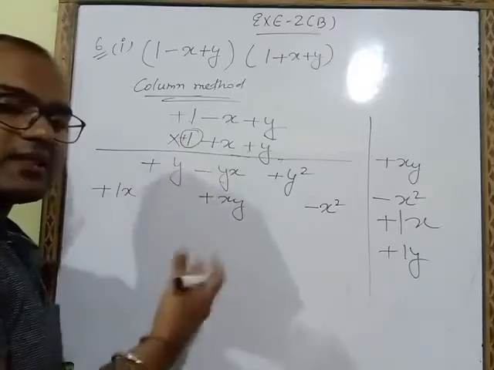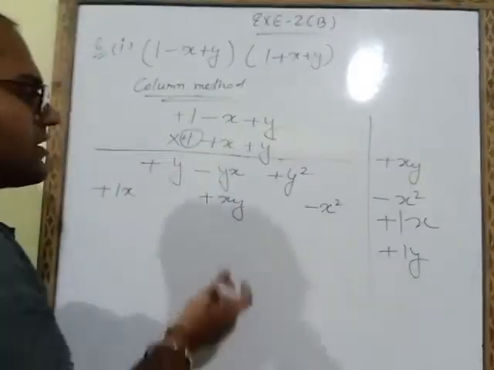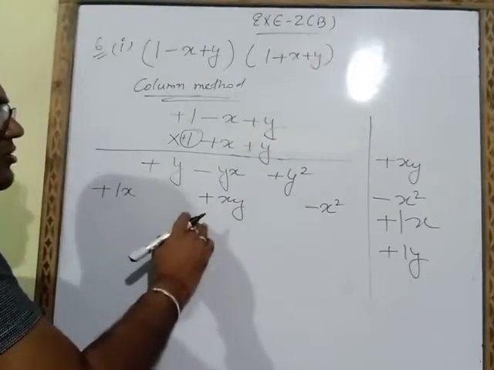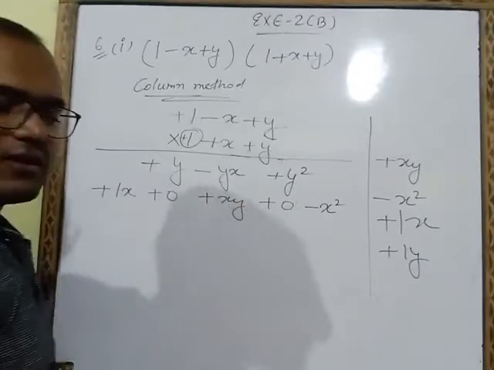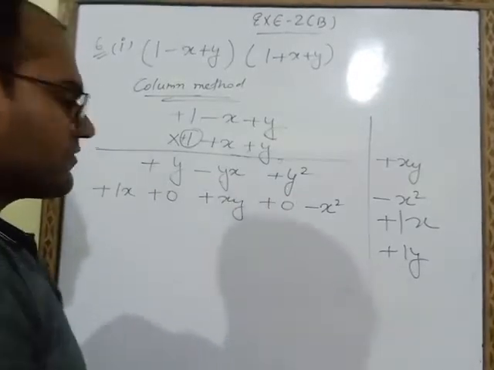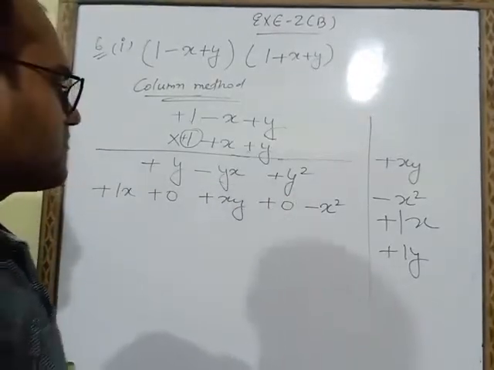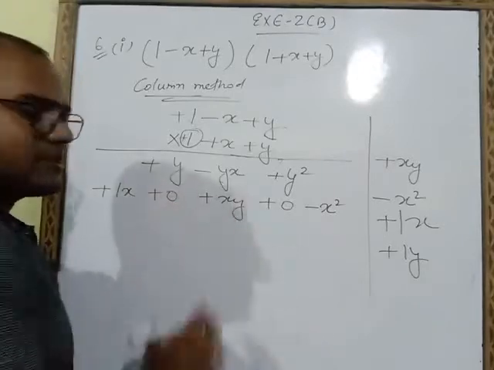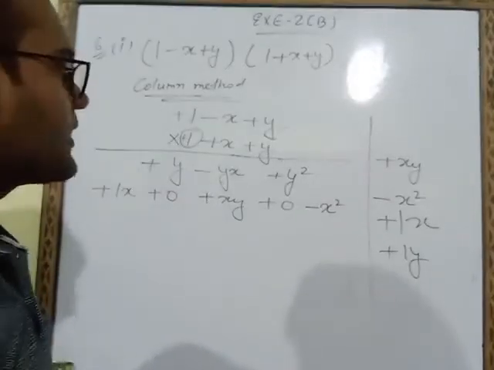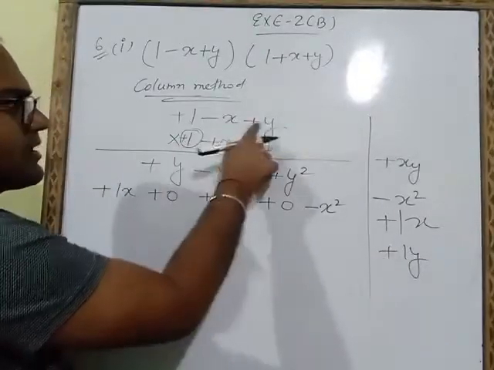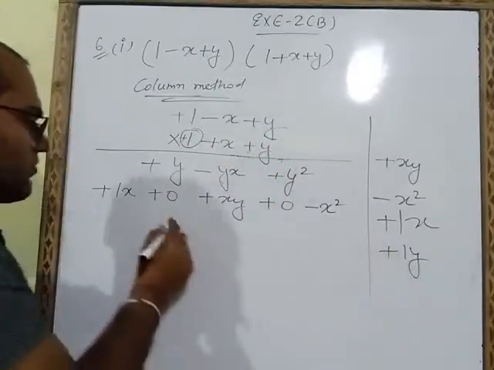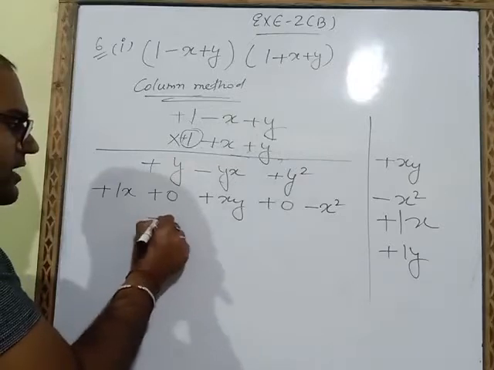So we have to write in the third line. Where we will write? Third line. So here you can fill 0 in the empty space, so that confusion should not be there. That's why in the empty space we will fill 0. Now plus multiply plus plus, 1 multiply y, 1y. So 1y we will write here, plus 1y.